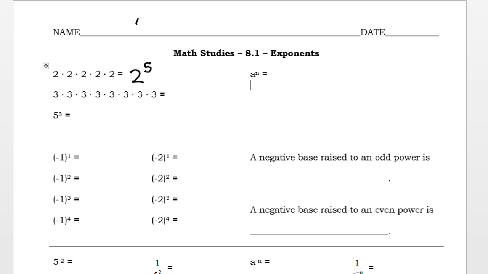3 times 3 times 3, 3, 3, 3, 3, 3. Basically I can go 3 to the power of 1, 2, 3, 4, 5, 6, 7, 8. I have 8 3's, so 3 to the power of 8. And if I needed to figure out what 5 to the third was, I don't just do 5 times 3. That's a common error that I see. I would actually do 5 times 5 times 5, and I would get 125.